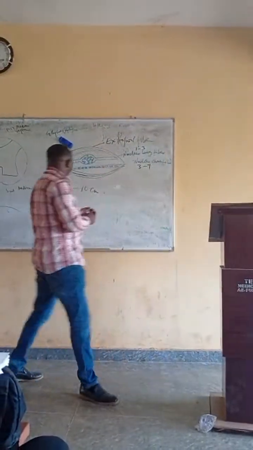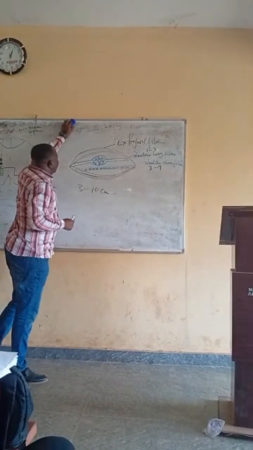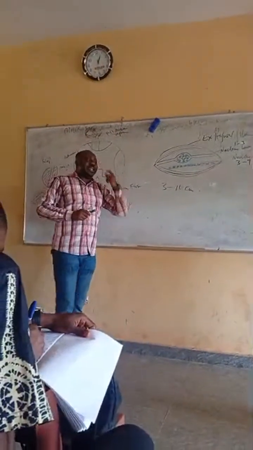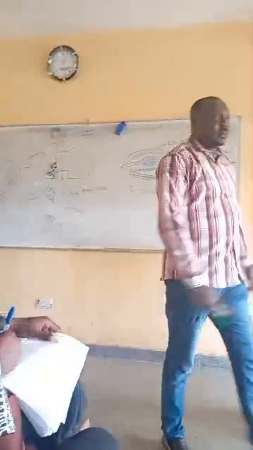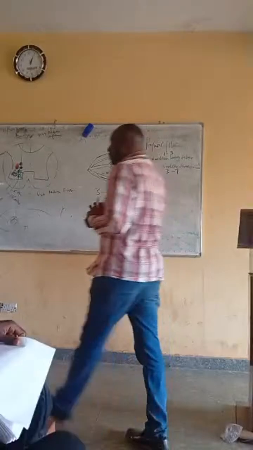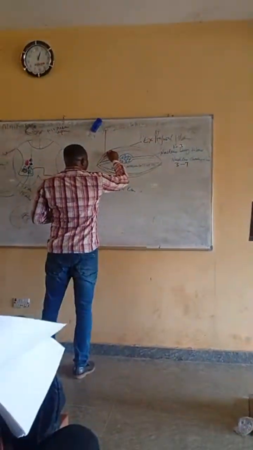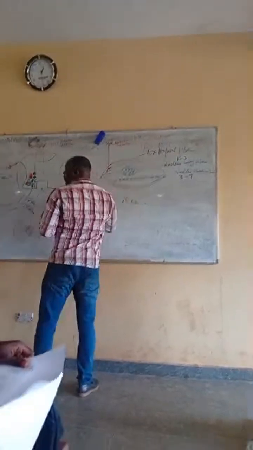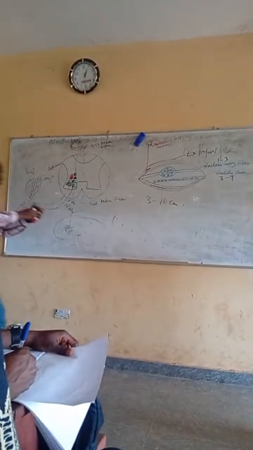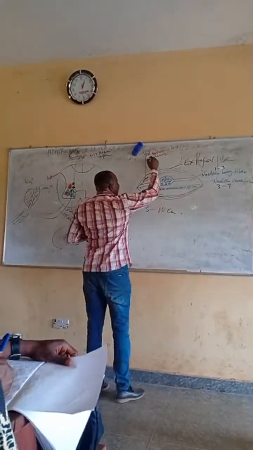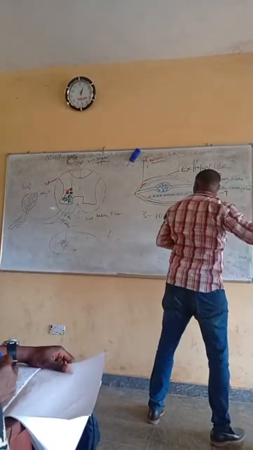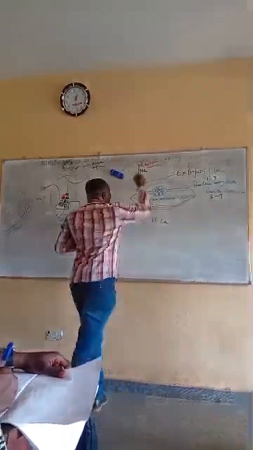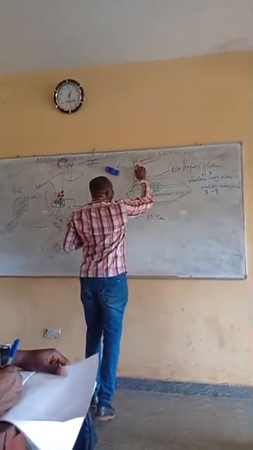Alright, so now the extrafusal fiber is usually innervated by the alpha motor neuron. The extrafusal fibers are usually innervated by what? Alpha motor neuron. And I told you that the alpha motor neuron has a diameter of 14 micrometer, I think.